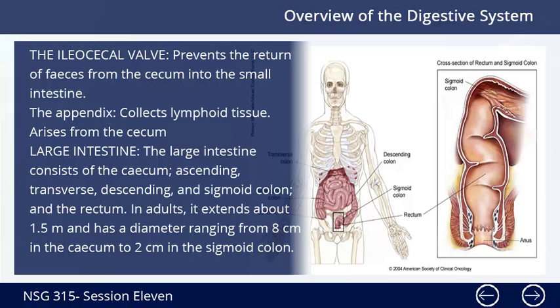Large intestine. The large intestine consists of the cecum, the ascending, the transverse, descending, and sigmoid colon, and the rectum. In adults, it extends about 1.5 meters and has a diameter ranging from 6 cm in the cecum to 2 cm in the sigmoid colon.